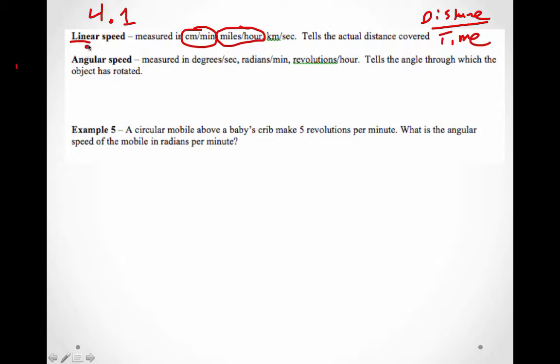This is what you're used to, linear speed. I was running in meters per second. I was flying in kilometers per hour. So anytime they ask you about linear speed, it's basically how fast are you going.